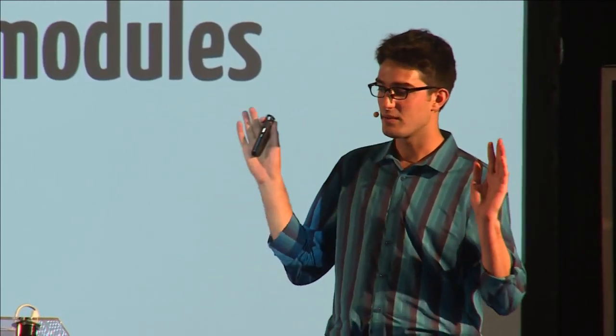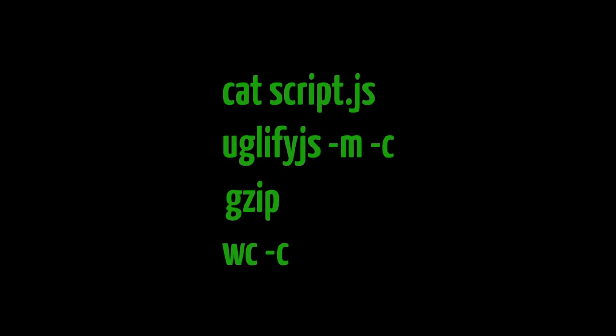So the takeaway is, small programs that are composable are great. And Node isn't really the first to come up with this idea. These are some Unix commands. The first one just prints out a file. The second one will minify your JavaScript, and then you have gzip, and the last command actually just tells you the number of bytes in a file.